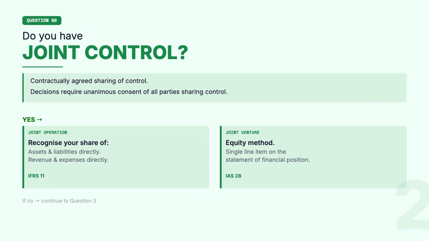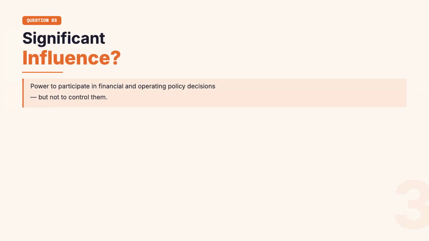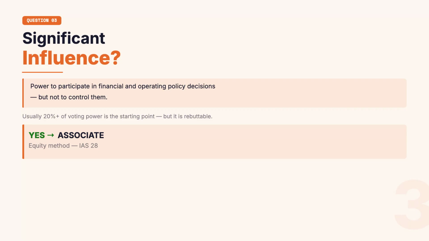Question 3. If not joint control, do you have significant influence? Significant influence is the power to participate in financial and operating policy decisions, but not to control them. Voting power of 20% or more is the usual starting point, but it is rebuttable. If yes, it is an associate. Apply the equity method under IAS 28.